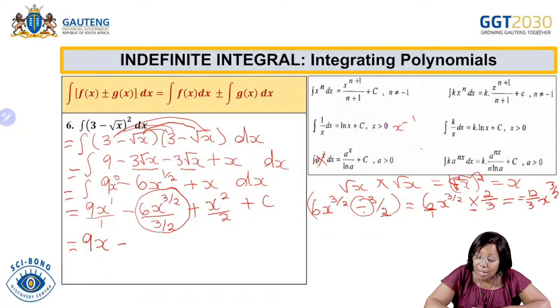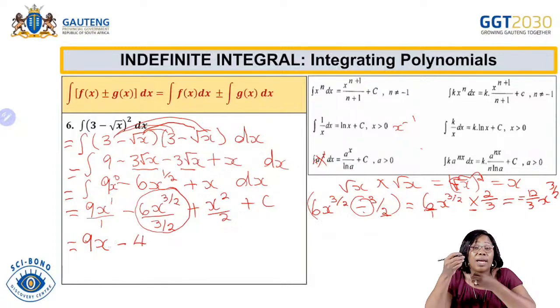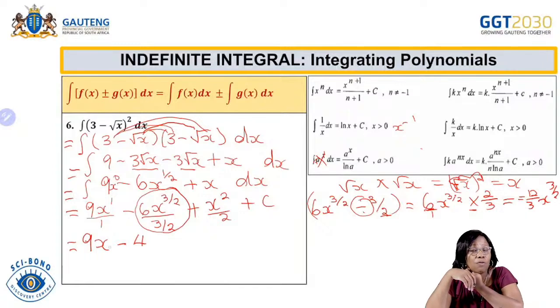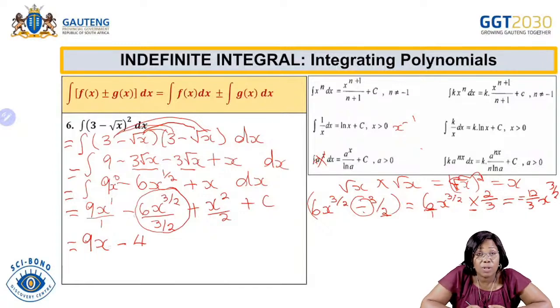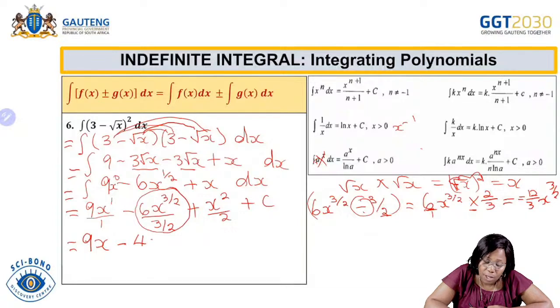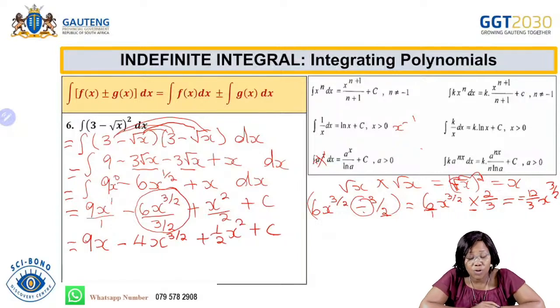So this will be minus what? 12 over 3. And what is 12 over 3? 3, 6, 9, 12, that is 4. Or you can take your calculator and say 6 divided by 3 over 2. It will take you straight to that 4. That is minus 4x to the power 3 over 2 plus a half x squared plus c. So that is your solution, grade 12.